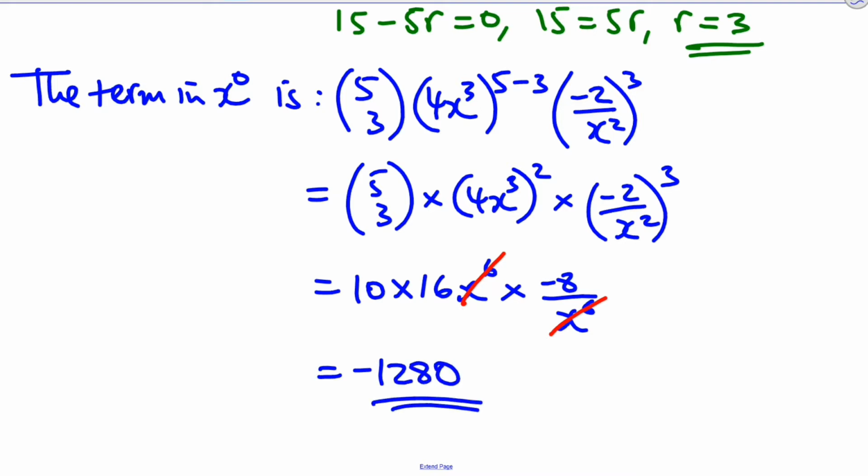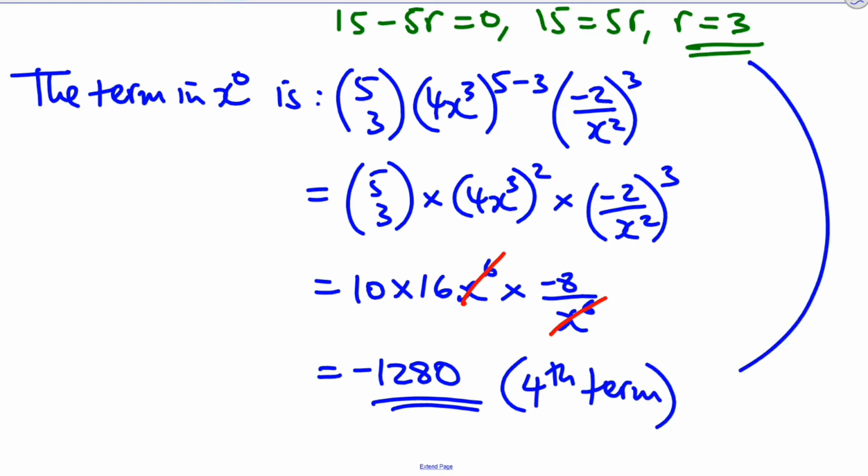Now, because r is 3, it means that this term is actually a fourth term, okay? Although that's not necessary, you just need to know that when r is 3, then you have a fourth term. But this here is the constant term.